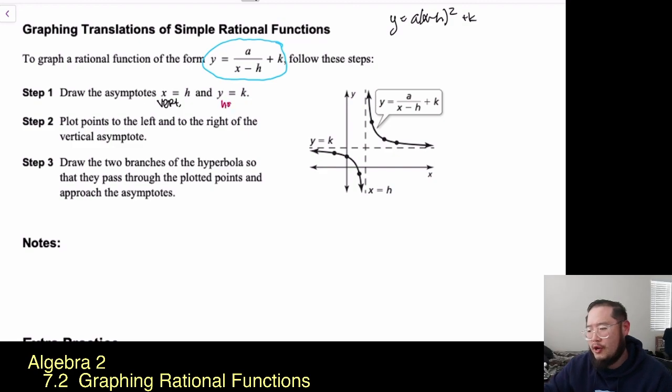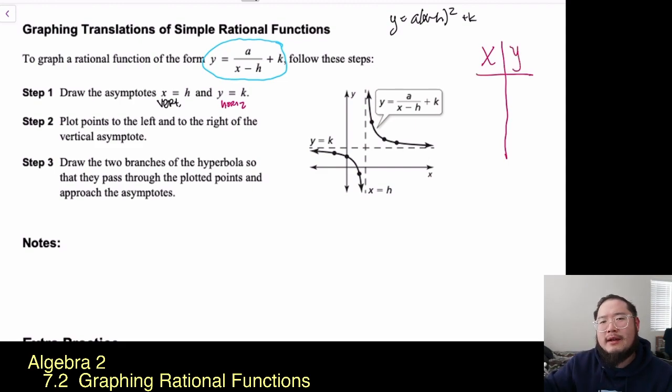So now we know where our function is going to go, okay? And then you plot the points from left to right of the vertical asymptote, okay? And remember, you want to figure out, well, where is the middle? And so whenever we come up with our function, you got your x, your y, and then we have our numbers. The middle number should always be h.